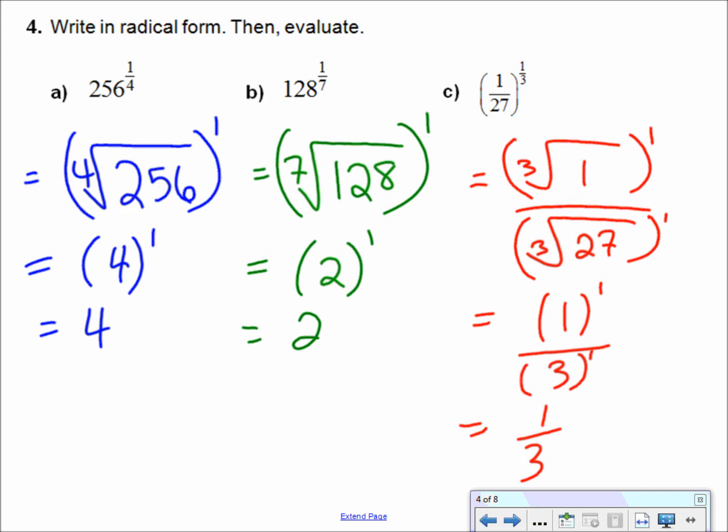Okay, seeing a fraction in one of these questions is never a big deal. Just do the numerator and the denominator separate. Okay? Sounds good? Okay. So don't freak out when you see them.